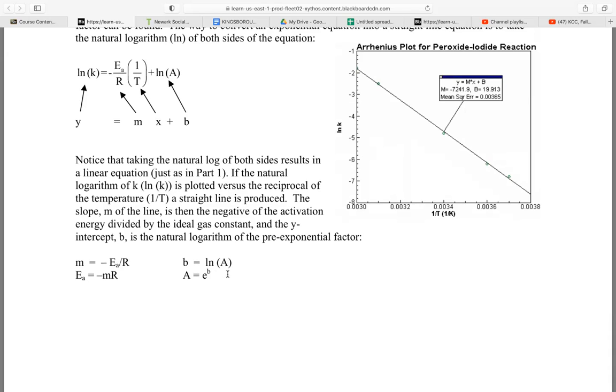So the Arrhenius constant is the E. You said the E is the same thing as the Y? No, E is a mathematical constant. It's like 2.718 or something like that. Here, I'll show you on the calculator.